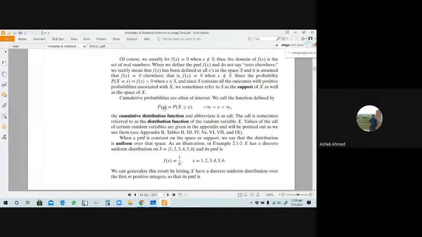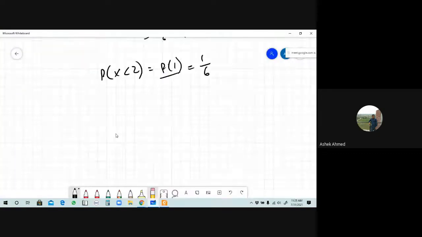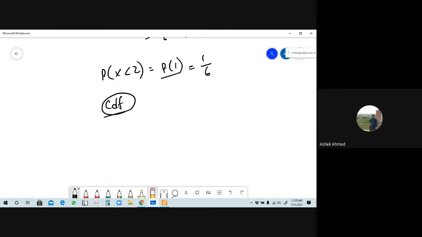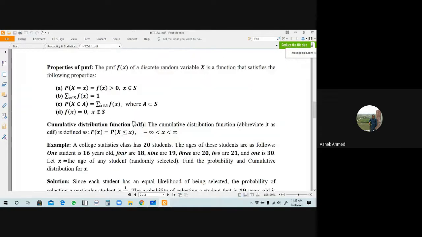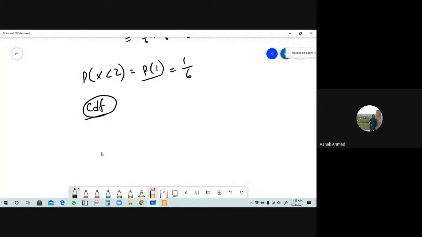Now I will discuss the cumulative distribution function, abbreviated and denoted by CDF. CDF means cumulative distribution function. What do you mean by CDF? The definition of CDF is: capital F of x equals the probability of capital X less than or equal to small x.